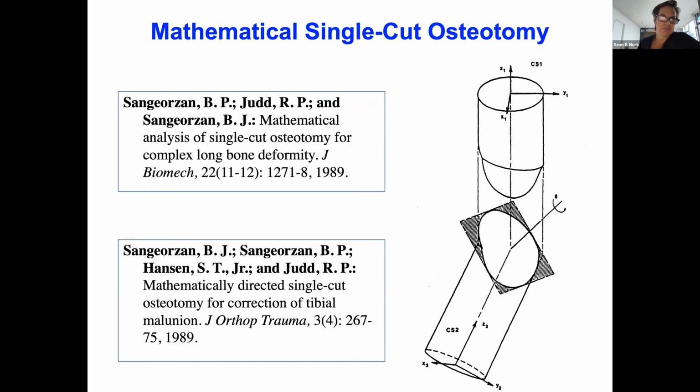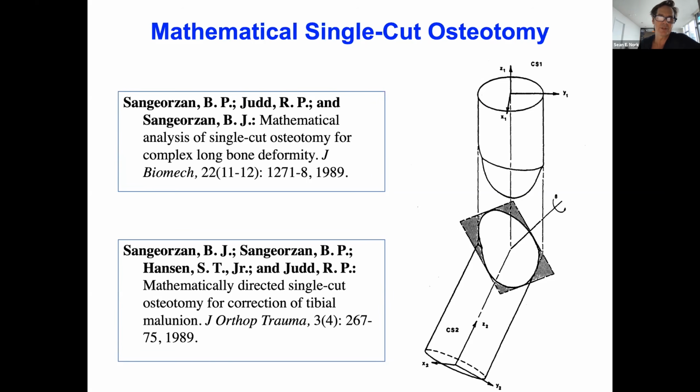Now, all of this is based upon some articles that came out in 1989. Bruce J. Sanjorzen is my partner. He's a foot and ankle surgeon. We've been partners for 23 years. His brother is Bruce P. Sanjorzen, who's a physicist in Michigan. And they had published manuscripts on this.